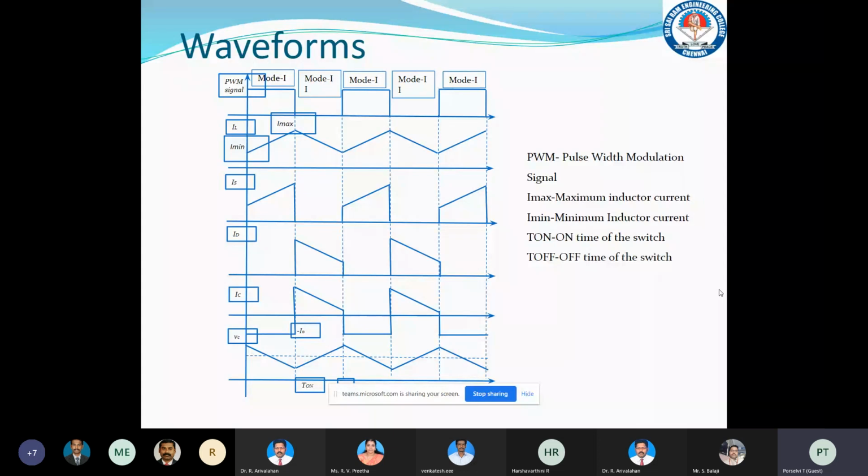The capacitor current during mode 1 will be equal to minus I naught, and the capacitor current during mode 2 will be the difference between the inductor current IL and the load current. And the last waveform shows the capacitor voltage. The dashed line shows the average capacitor voltage, which appears as the output voltage, but with negative polarity across the load.